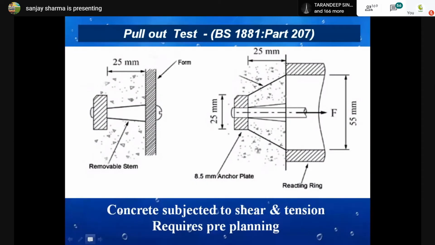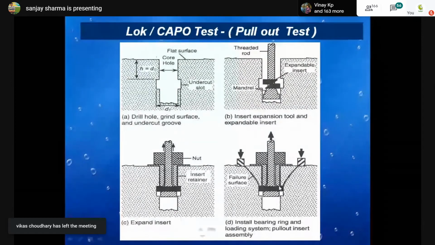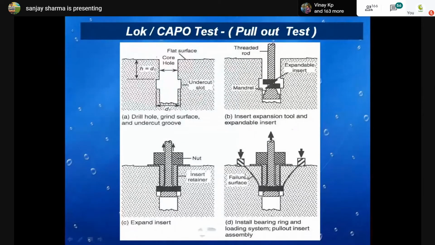This is now the pull-out test. Basically, you can determine the strength by subjecting the concrete to shear and tension. It requires pre-planning because you have to insert the disc in this. We make a hole into that, insert the disc, and then pull out that disc from the system, and how much force is required to pull out this particular disc will give us the strength.